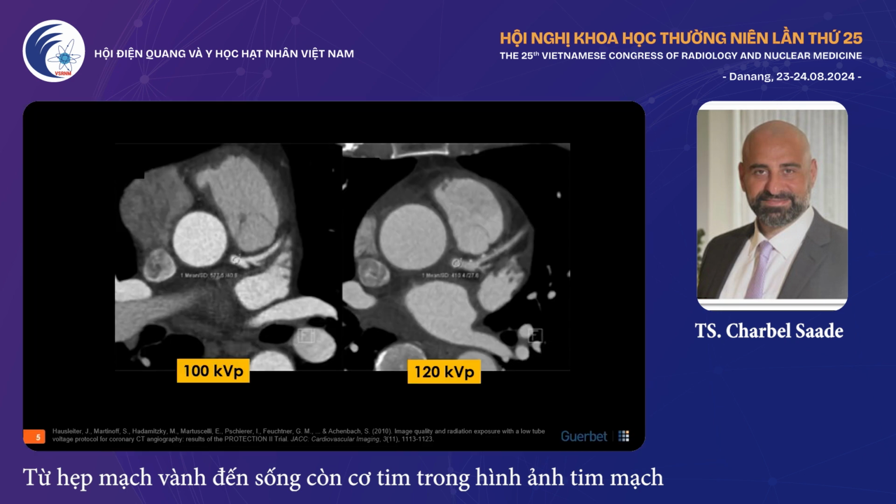Clinically, if we look at both 100 and 120 kVp in these two studies, technically they're quite good. 100 kVp shows 577 Hounsfield units, whilst if you look at 120 kVp, it shows 410. Both are still acceptable as long as it's above 350 Hounsfield units. You can make a very confident diagnosis and it won't impact your lumen nor stenosis measurements.